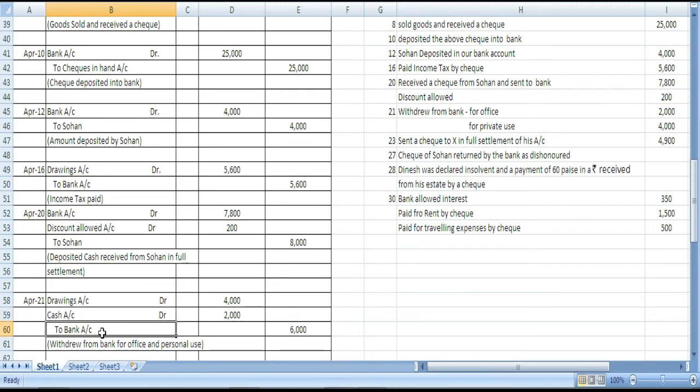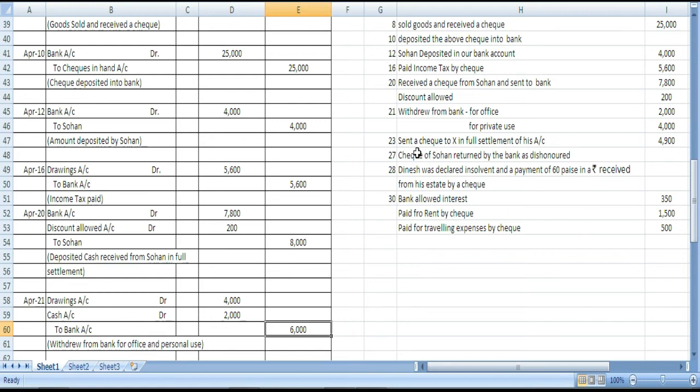Then cash we have debited. What comes in? We are withdrawing for office use, so cash is coming into the business. Now, the bank account is giving. Bank is giving money, so we are crediting the bank account. Okay. So, from the bank account money has been given, total 6,000. Out of the 6,000, 4,000 is for private use, which we debited as drawings, and 2,000 is for office use, which is cash coming into the office for official use. Withdrew from bank for office and personal use.